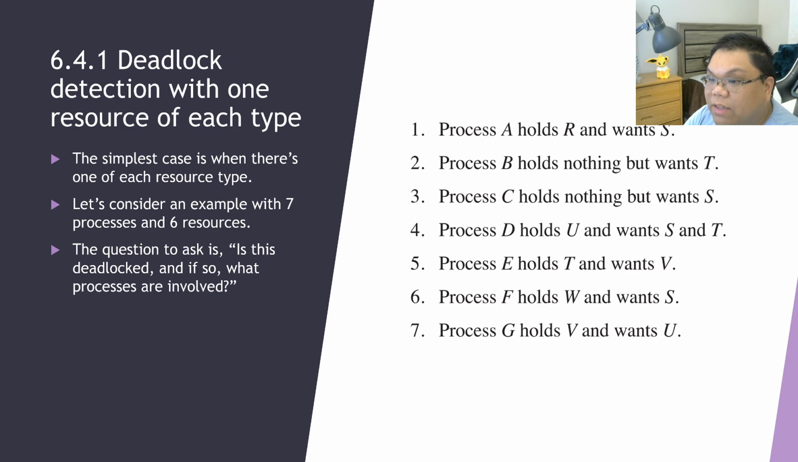Let's consider an example with 7 processes and 6 resources. The question to ask is this: is this deadlocked? And if so, what processes are involved? So we have 7 processes.